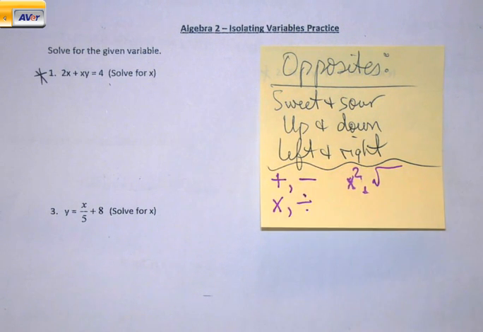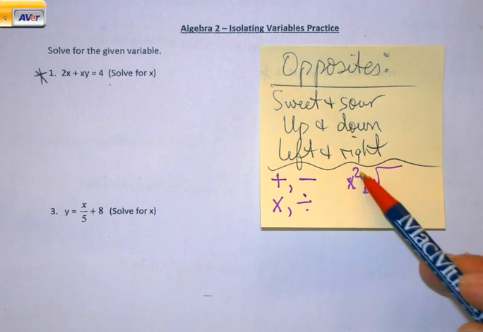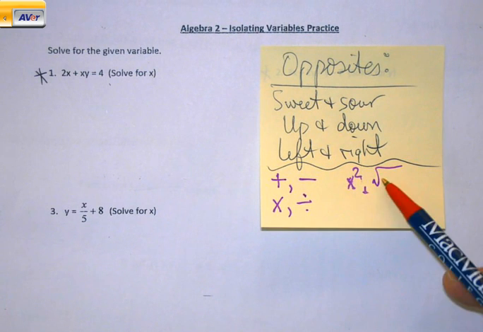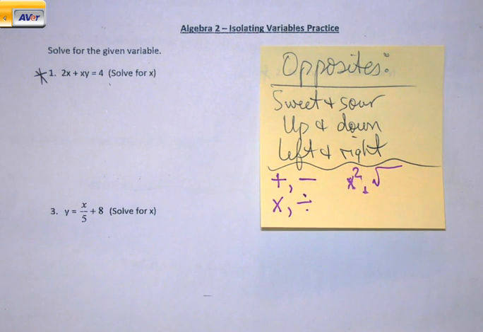Add and subtract are opposites. It lets us undo things. Multiply and divide are opposites. It lets us undo things. And one we haven't talked about yet, squaring something like x squared and taking its square root are opposites when we're looking at this.